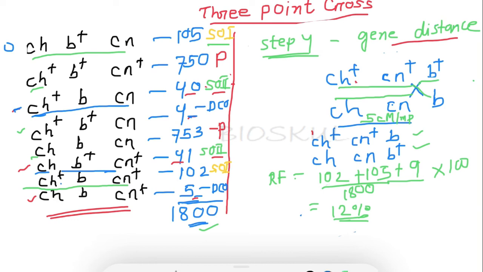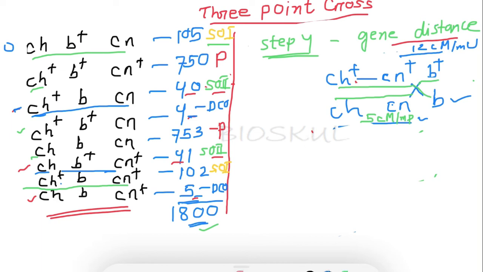That means the distance between the gene CN and B is 12 centimorgan or 12 map unit. So now we get the gene order. The distance between the gene is less, then they will be present close to each other. So here the distance between the gene CH and CN is 5. So it will be present close to each other. Then the CN and B, the distance is 12. Okay. So the correct gene order is like this: CH plus, CN plus, B plus.